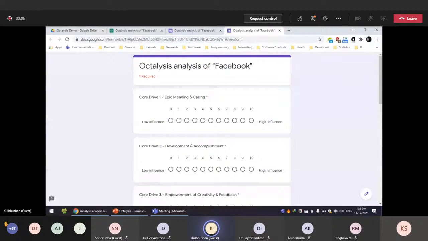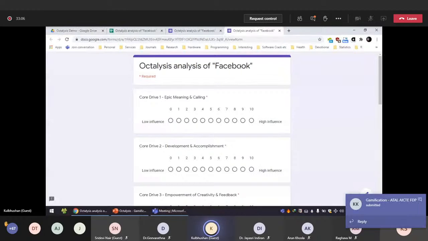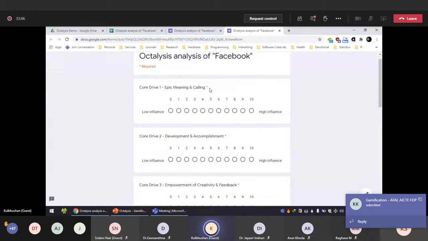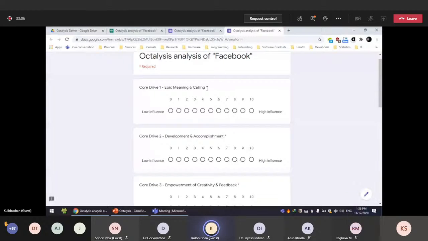Second thing is, I haven't written the game mechanics, but actually we have to give the game mechanics to the participants, since this is just a demonstration for you. When you are doing this for your application, you have to list out game mechanics with each and every core drive. So I'll try to rate core drive 1, the first core drive, epic meaning and calling.